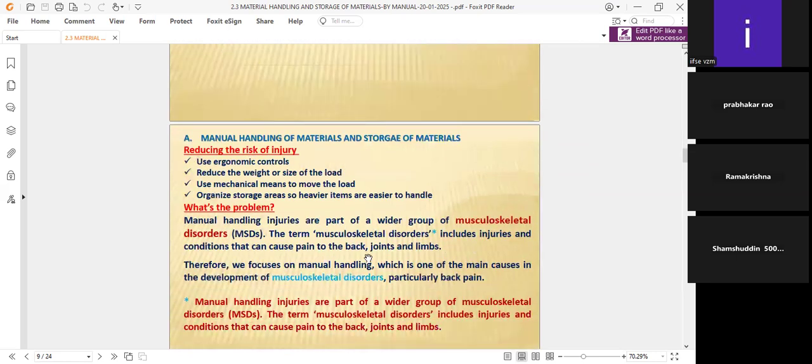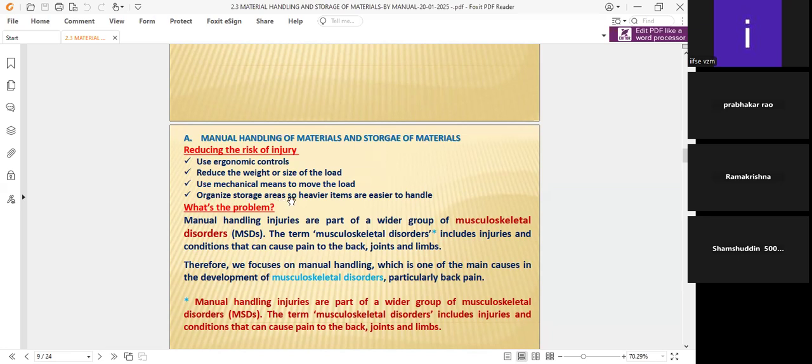These are the things before going for the work. Reducing the risk of injury: definitely use ergonomic controls. Reduce the weight or size of the load. Use mechanical means to move the load.